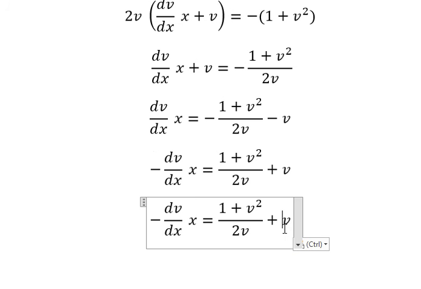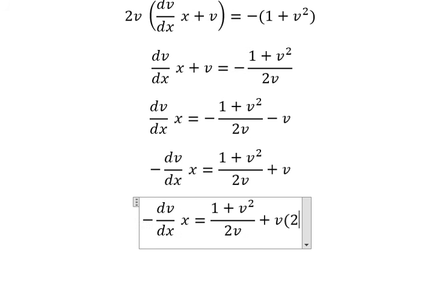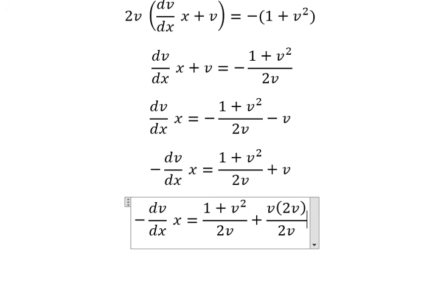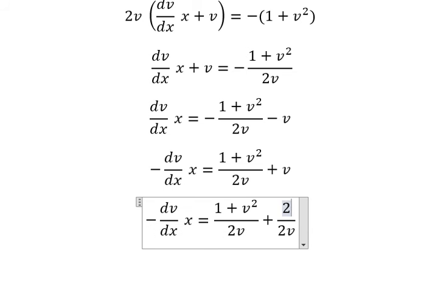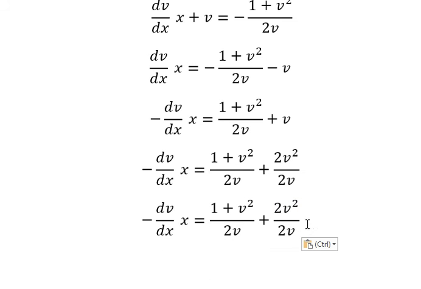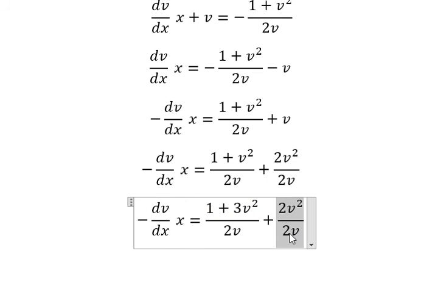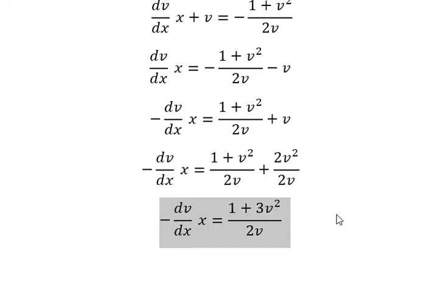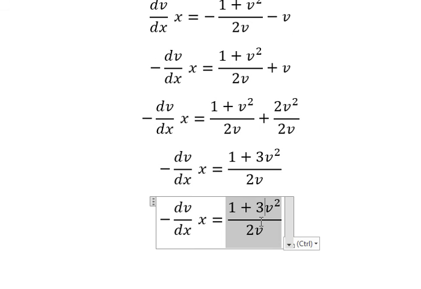Now we need to do the common denominator. So this one you get 2v squared. So 2v squared plus v squared, you get number 3. And then we put this one go to the left. The s and s will go to the right.